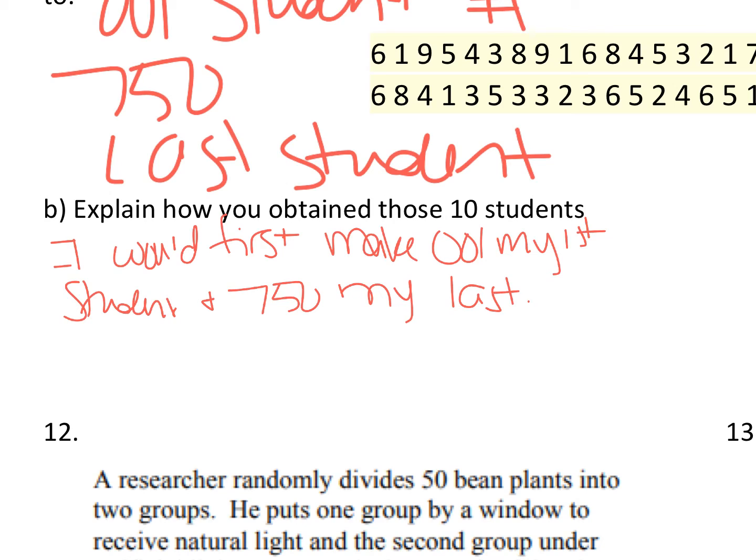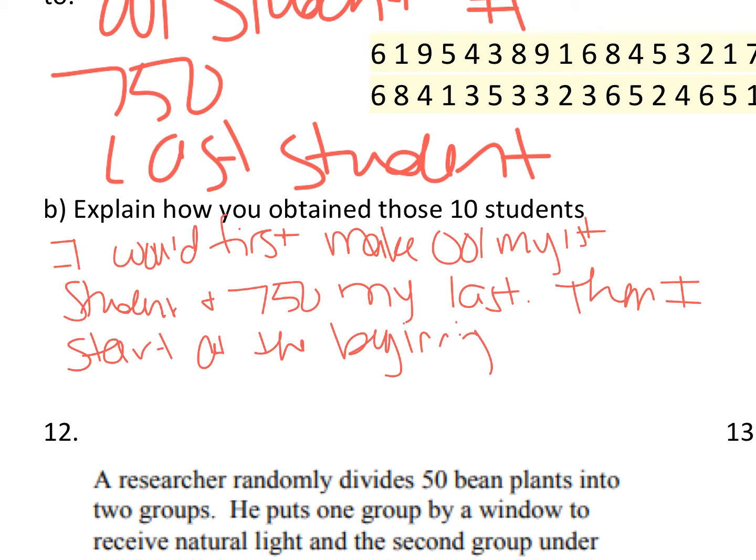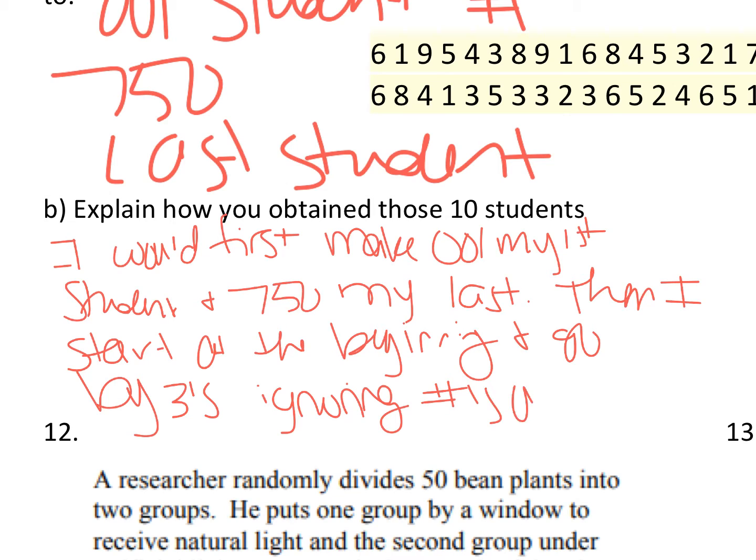And now you're going to start. So they say, then I start at the beginning and go by 3s, ignoring, in this case, numbers over 750 and repeats, because you don't want to ask the same student. So let's see our first number. Our first number is 619. 619's in range, so I'm going to keep that one.